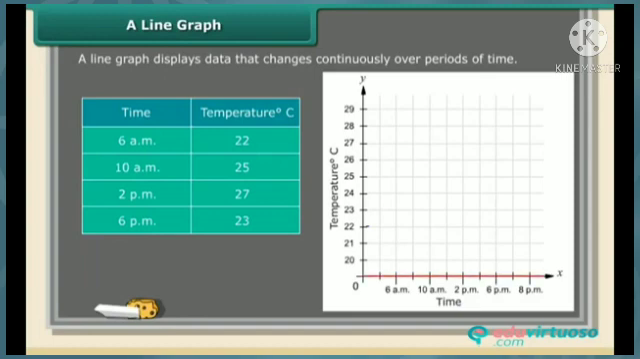The horizontal line, the x-axis, shows the timings at which the temperatures were recorded. The vertical line, the y-axis, denotes the temperature. The temperature of every 4 hours is recorded and plotted as points as shown in the graph. These points are connected by line segments. The result is a line graph. From the graph, in between 10 a.m. and 2 p.m., we can find that the temperature increased by 2 degrees Celsius.